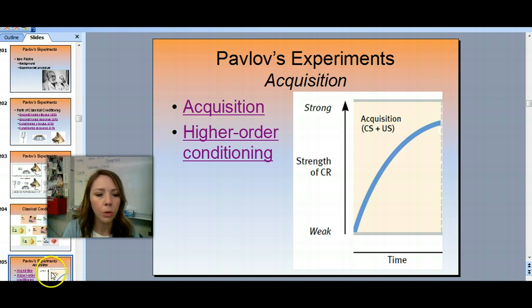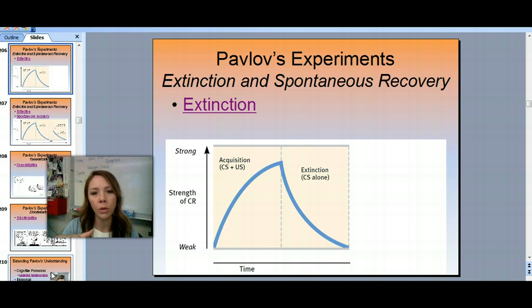So let's go down here. Here's extinction. Extinction is how long it takes you to stop associating those two things, right? And so if acquisition is how long it takes to learn it, when I remove the food, so if I just started ringing a bell and stopped giving the dog food, then it takes some time to go extinct, or go away, right? So the dog would stop drooling when he heard the bell because he learned that he doesn't get food anymore. So extinction is how long it takes for that learned behavior to go away.